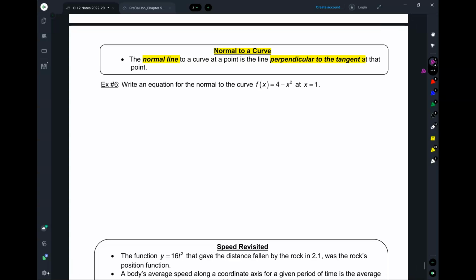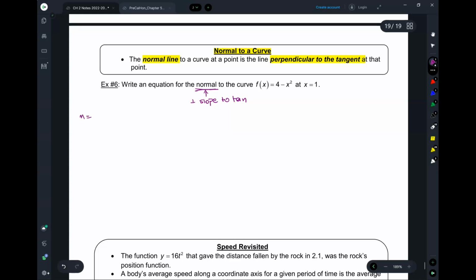All right, look at this problem. It says write an equation for the normal to the curve. Sometimes it won't even say the normal line. Just saying normal means the normal line. So write an equation for the normal of the curve. Since this is the line perpendicular to the tangent, you first have to find the slope of the tangent and then get the perpendicular slope, okay? That means first find the slope of the tangent line.